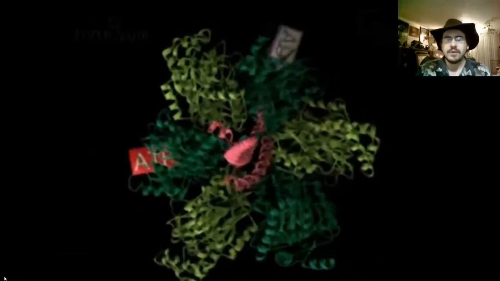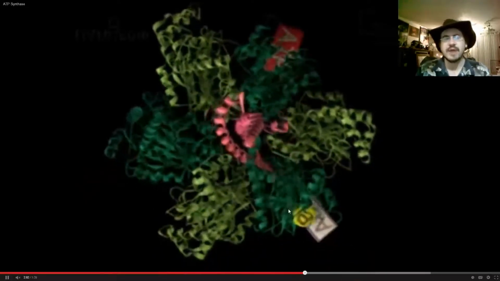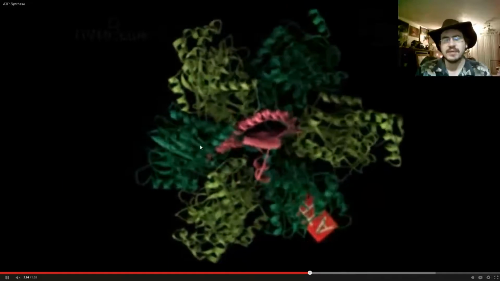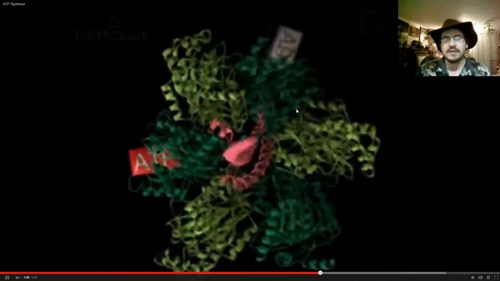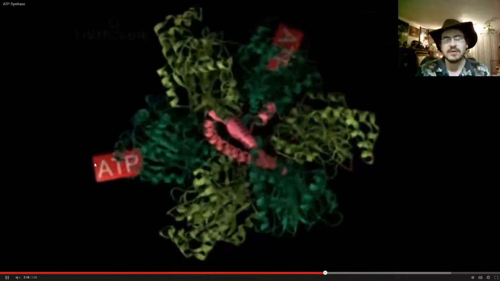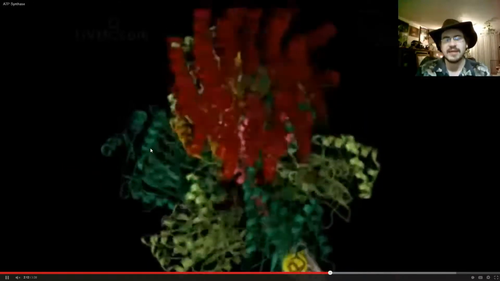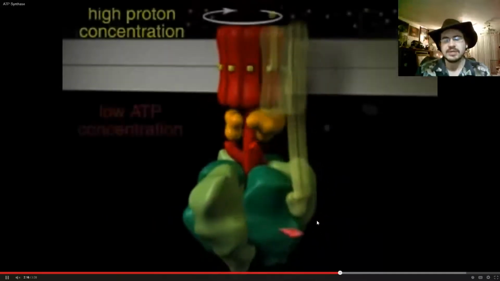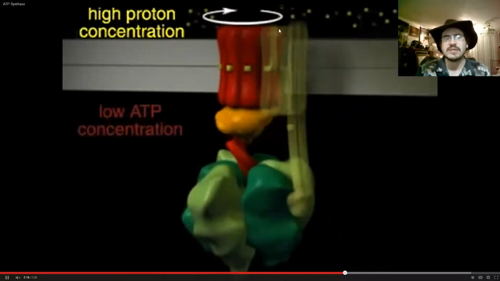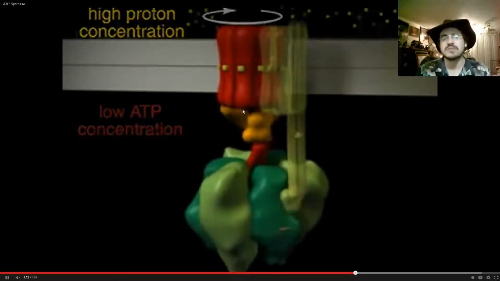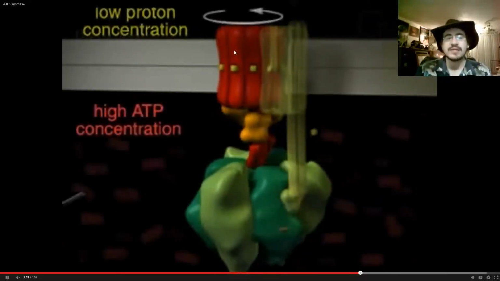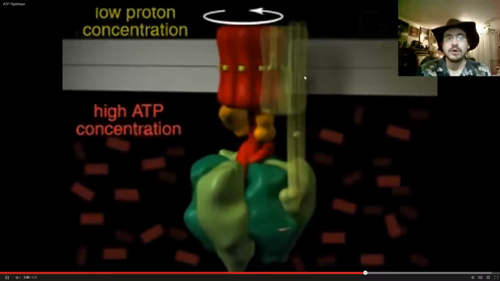So it's going to rotate here, and when it pushes it around, this pulls in and allows ADP and phosphate to bind, and then when it rotates, they're bound together to make ATP, and then it pushes them out. So that's sort of the gist of it. You don't need to know the details of how ATP synthase works. I just think it's really cool to know that it is actually a rotor.